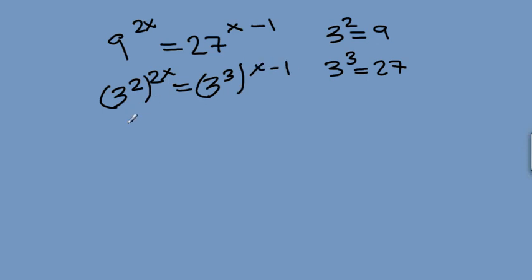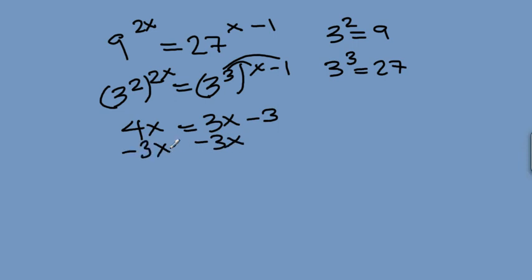We multiply our exponents, so we get 4x equals, remember, use distributive property here. We're taking that 3 and distributing it to both the x and the negative 1. 3x minus 3. Subtract 3x from both sides. x equals negative 3.